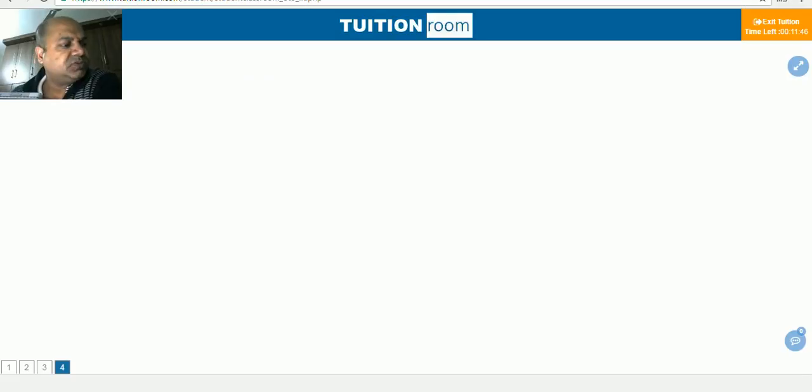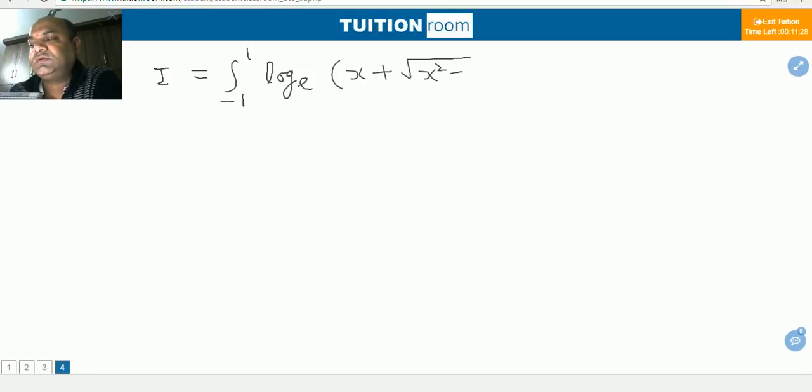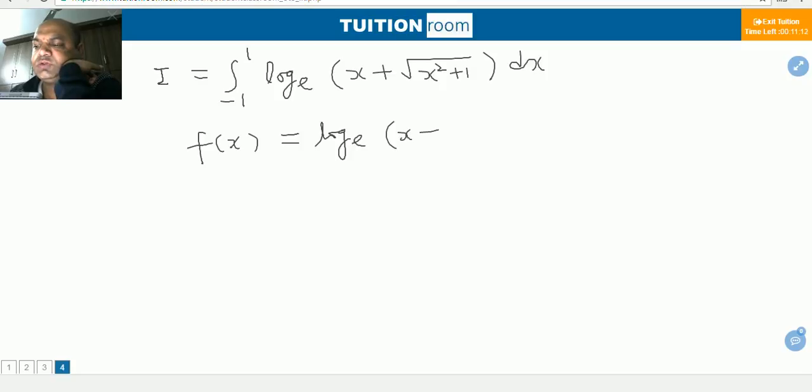Now we know the laws of logarithm. Log a plus log b can be written as log a into b. Now we can further write a plus b into a minus b, which is a square minus b square, and it gets cancelled. Log base e of 1 will be 0. So for the given function, we have proved that f of x plus f of minus x will be equal to 0.